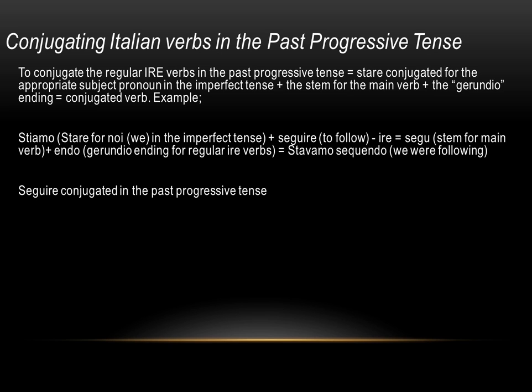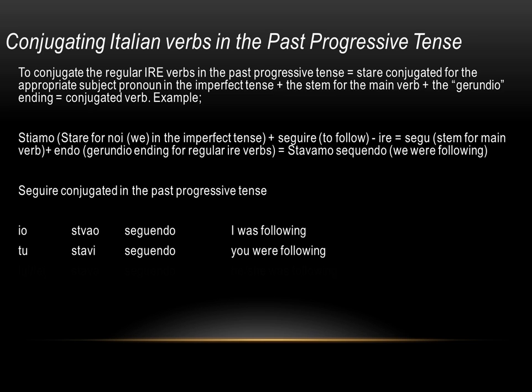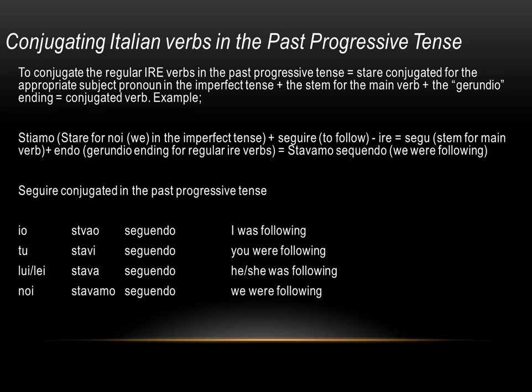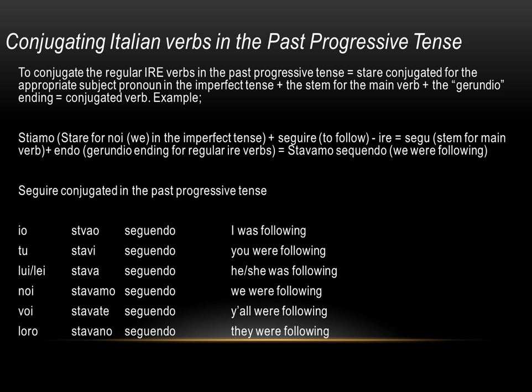Seguire, conjugated in the past progressive tense. Io stavo seguendo, I was following. Tu stavi seguendo, you were following. Lui, lei stava seguendo, he or she was following. Noi stavamo seguendo, we were following. Voi stavate seguendo, y'all were following. And loro stavano seguendo, they were following.